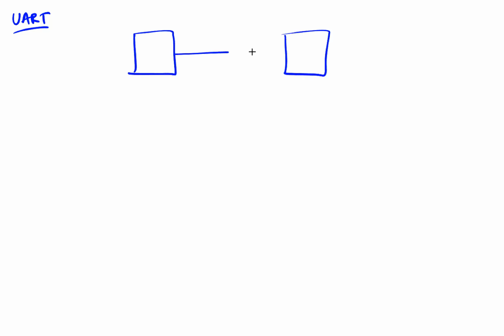Ramesh, can you explain to me how the UART works? I mean, what's the basic idea of the UART? So the UART, which stands for Universal Asynchronous Receiver Transmitter, is where two boards or two devices are talking to each other using a single wire. This guy is transmitting and this guy is receiving.